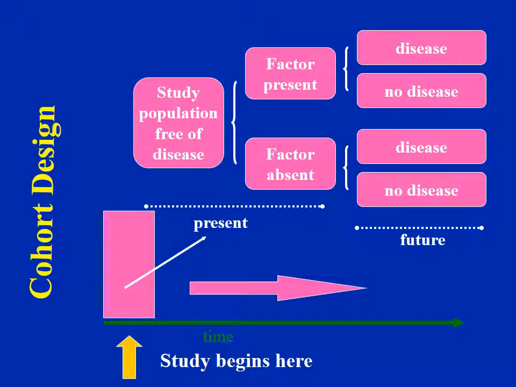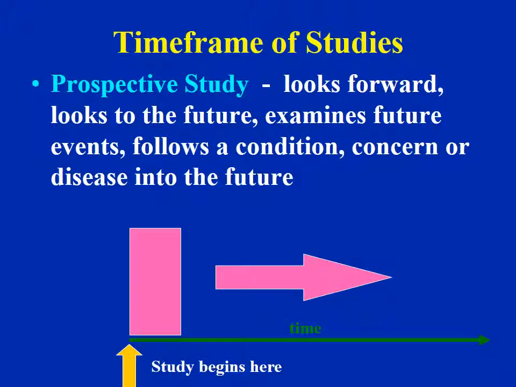So in a cohort design, people are recruited at one point and then we follow them. We look for environmental factors if we're talking about environmental epidemiology, and we look for whether or not people get the disease or not. We don't sample this population based on disease status. Again, looking forward in time to the future, examines future events, follows conditions.